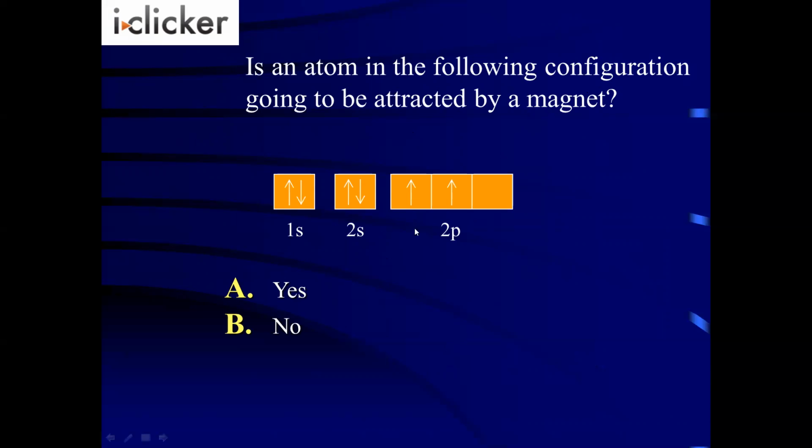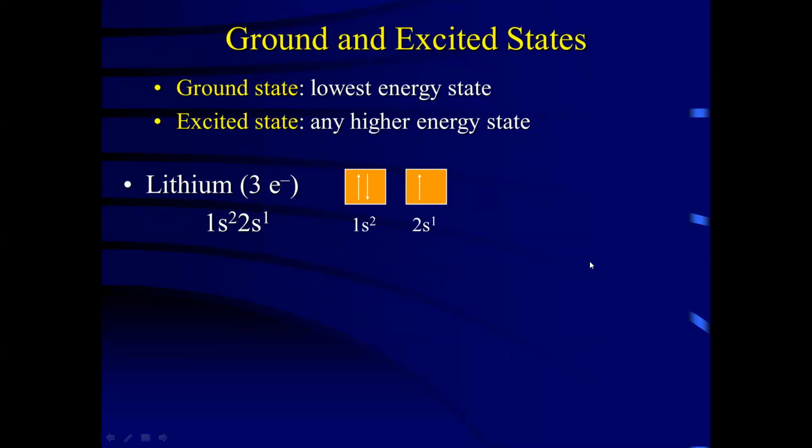So what is paramagnetic? That means you have unpaired electrons. Take a look here: two orbitals are unpaired. This orbital should have two electrons in order to pair, but we only have one. This is the same. We have two unpaired electrons. That means this is a paramagnetic substance, so it can be attracted. Yes, the answer is A.